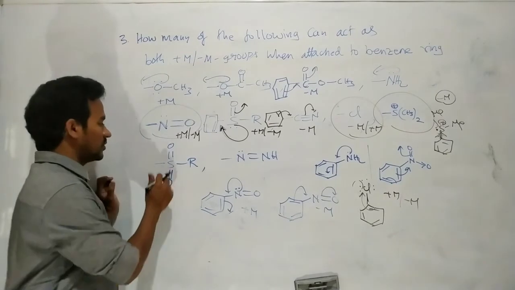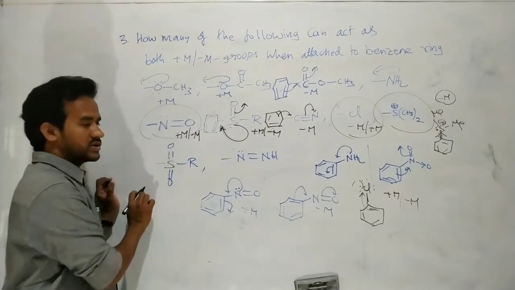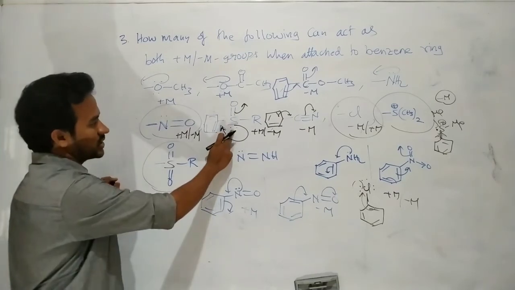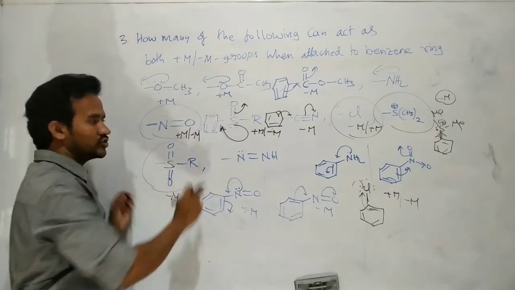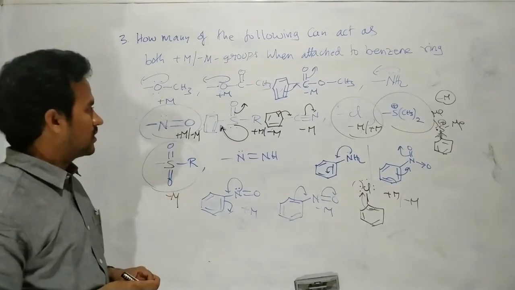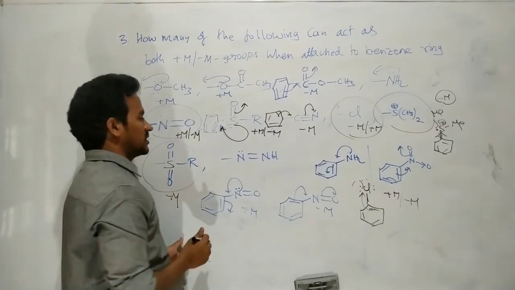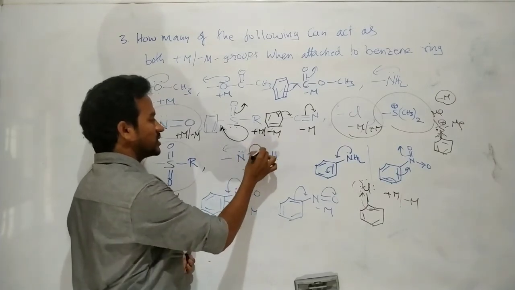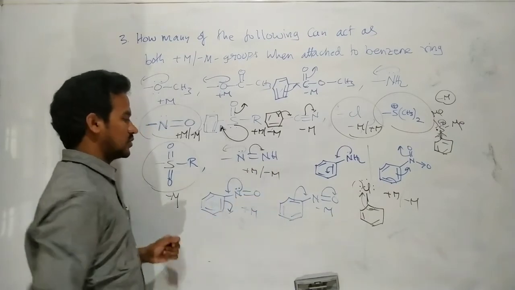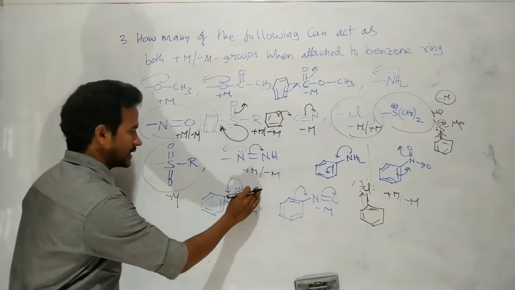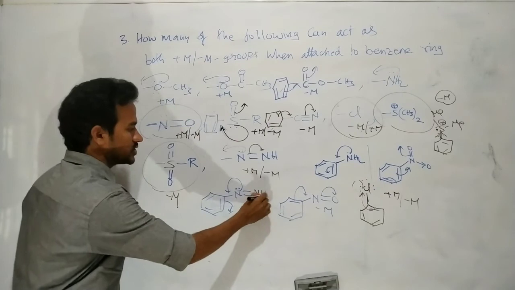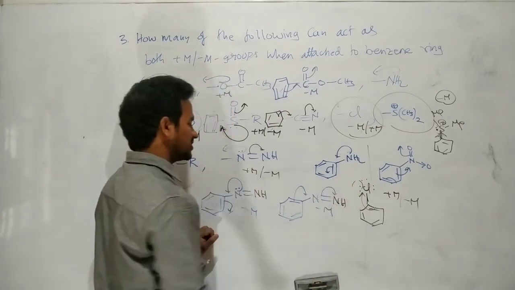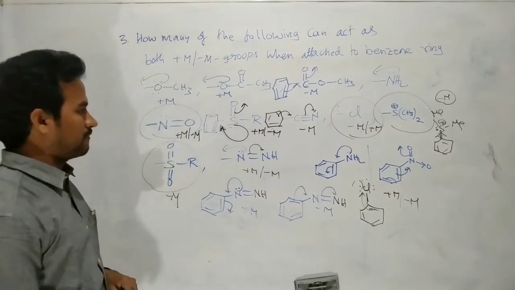Next, coming to this one. Here there are no non-bonding electrons, only multiple bonds, so it acts as only a minus M group. But in this case there are non-bonding electrons and multiple bonds, acting as both plus M as well as minus M. And next, coming to this one, non-bonding electrons are there, so plus M, and multiple bonds are there, acting as a minus M group. Here it is NH in the place of oxygen, so acting as plus M as well as minus M.